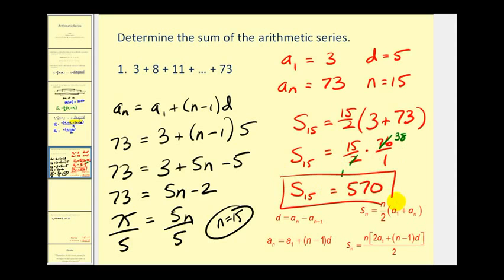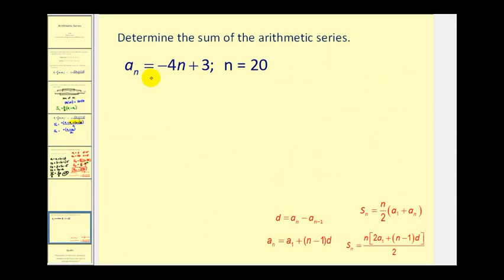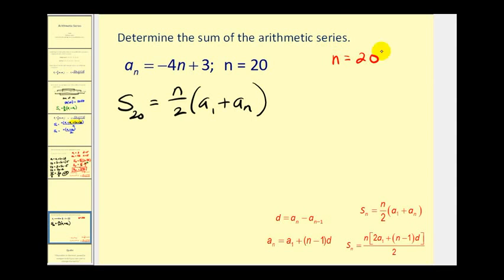Let's go and take a look at another example. Here we're given the formula for an arithmetic sequence, and we want to find the sum of the arithmetic series that it creates. So again, looking at our partial sum formula, we want the sum of the first 20 terms, since n is 20, and that's going to be equal to n divided by 2 times a sub 1 plus a sub n. So let's go ahead and write down all the information that we know. We know n is 20. We don't know a sub 1, but we can find it with this formula.